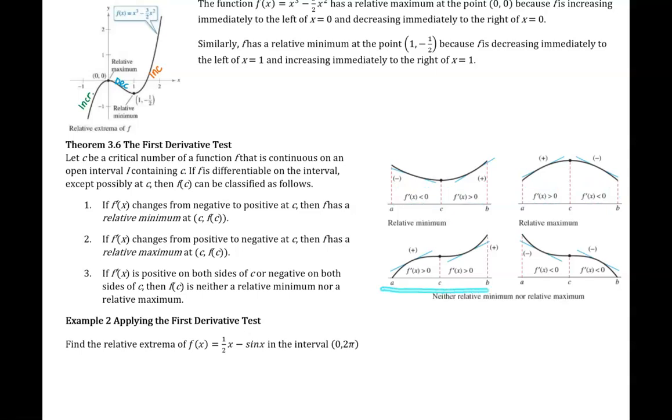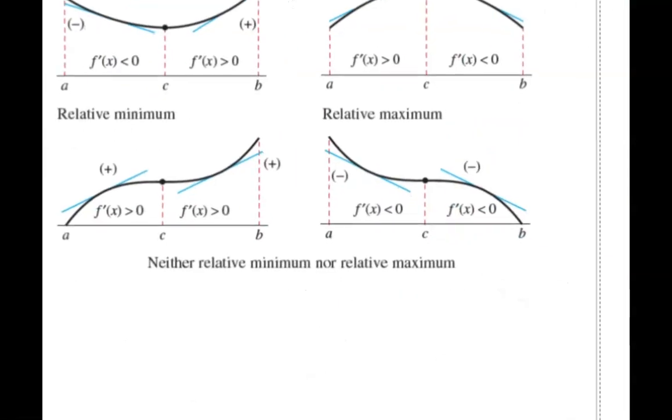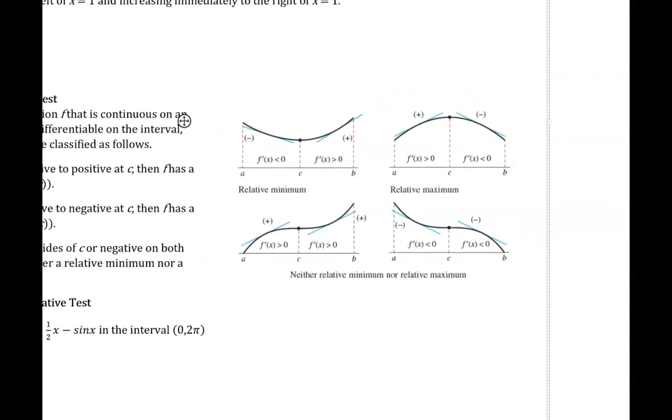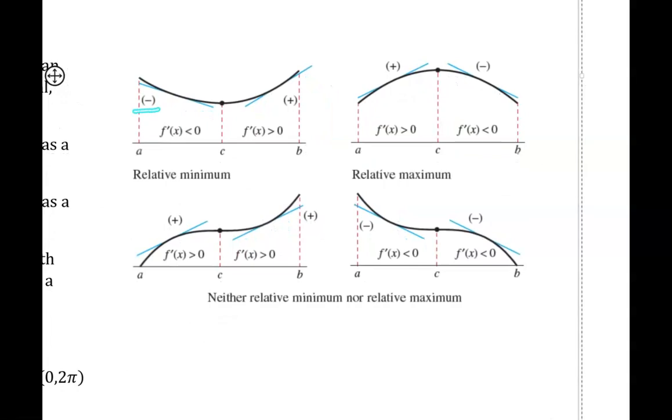Notice that if the sign of the first derivative does not change, if the graph goes from increasing to continuing to increase, there is no relative extrema there. Similarly, if the graph went from decreasing to continuing to decrease after crossing through a critical value, there is no relative extrema there. It's only when we see a change in sign from either negative to positive or positive to negative that would indicate that we have a relative extrema.